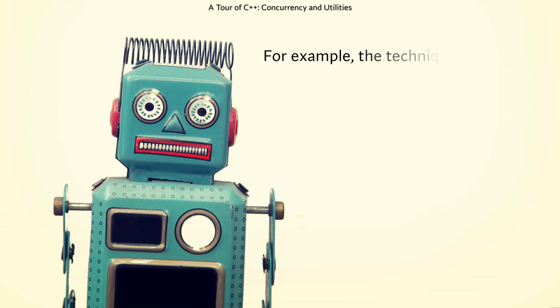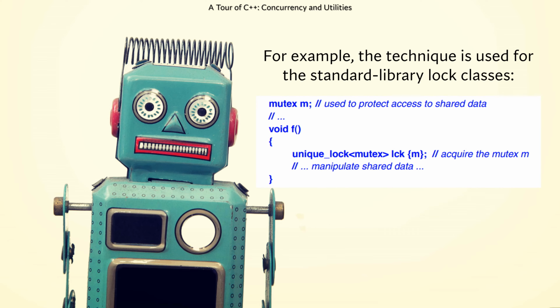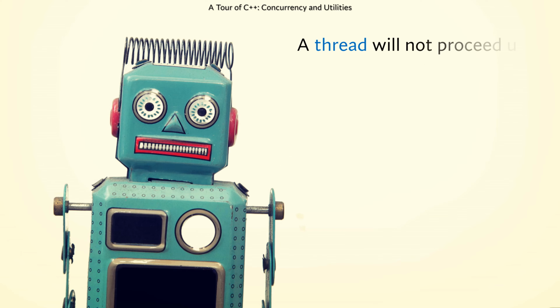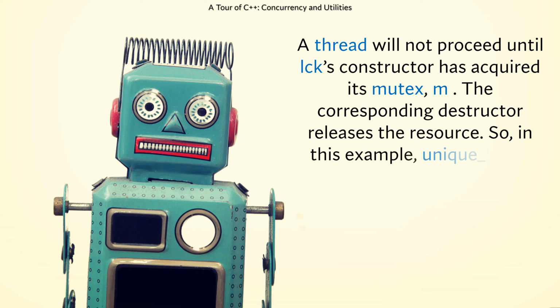For example, the technique is used for the standard library lock classes. Mutex m; // used to protect access to shared data. void f() { unique_lock<mutex> lck{m}; // acquire the mutex m. // manipulate shared data }. A thread will not proceed until lck's constructor has acquired its mutex m. The corresponding destructor releases the resource.